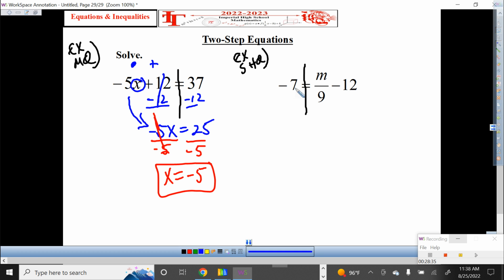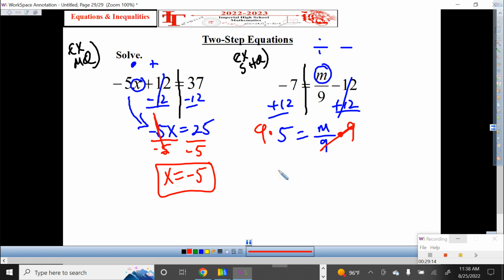Let's see where we're at. Can we simplify the left side anymore? No. The right side? No. Step 2, isolate the variable. We need to leave m by itself. What operation do we have here? Division. What operation here? Subtraction. Where do we start? With subtraction. What is the inverse? We add 12, add 12. We end up with 5 equals m divided by 9. So at the end, what is the inverse of division? Multiplication, multiply times 9. 45 equals m.